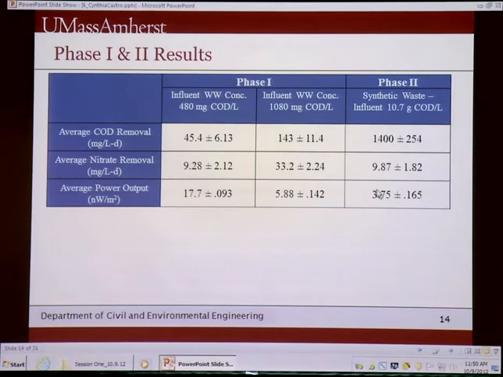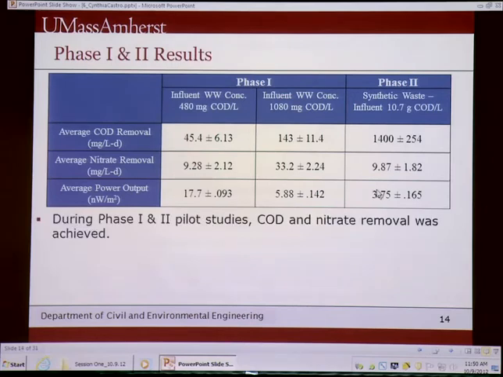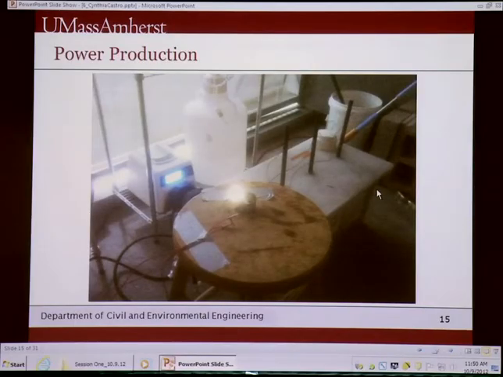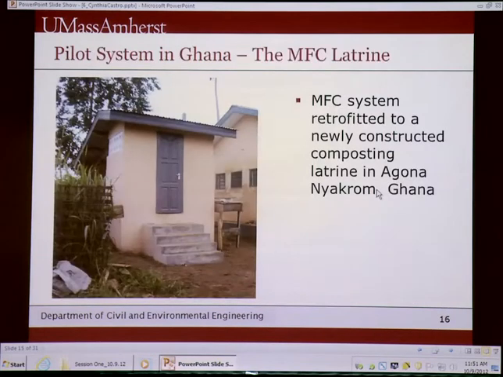So in the phase 1 and phase 2 results, we show that COD and nitrate are both removed, so we do achieve our goal to remove COD and nitrates. But we are seeing very low power production with this large system, and we're thinking that it's probably caused by competing bacteria in the anode. So although the power was very low, we were still able to light an LED light with this large system in the laboratory. So we knew that it is possible to use this as a power source.